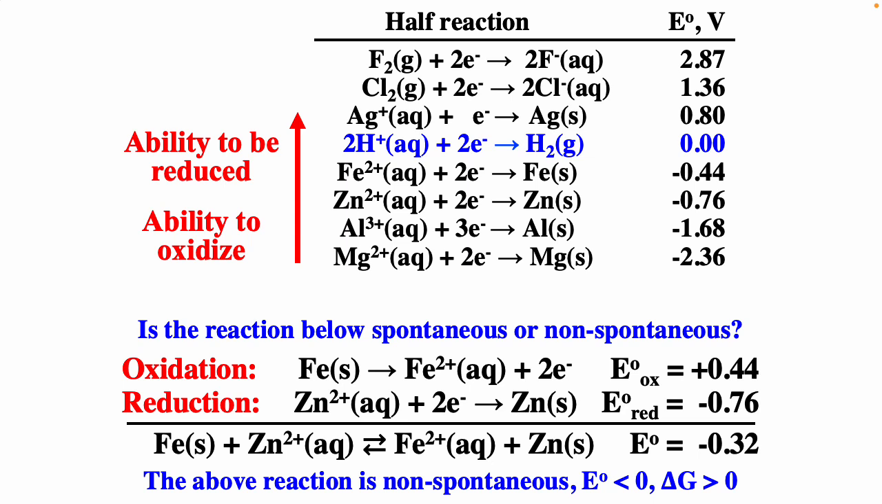Our negative potential corresponds to a positive delta G naught, which means that this reaction is going to be non-spontaneous. Our equilibrium constant would be less than 1. And so we can determine if a reaction is spontaneous or non-spontaneous by just calculating its potential.